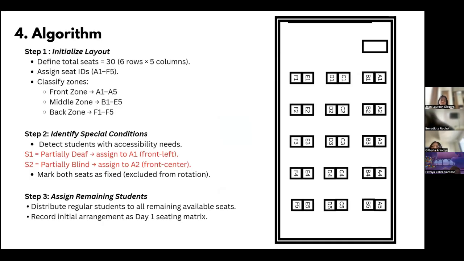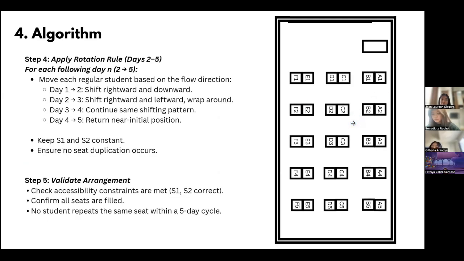And then step 2 is to identify the special conditions, which are S1 and S2. Then step 3 is to assign the remaining students other than S1 and S2. Next. And then step 4, the crucial part, is to apply the rotation rule from day 2 to day 5, which Tia has mentioned before.